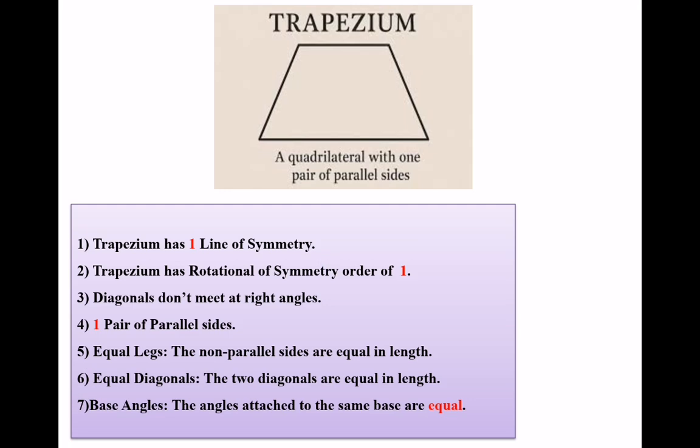What about the trapezium? It has one pair of parallel sides. And remember, this is called an isosceles trapezium. It has one line of symmetry, order of rotational symmetry 1, diagonals do not meet at right angles, and one pair of parallel sides. The non-parallel sides are equal in length because this is isosceles. Equal diagonals: the two diagonals are equal in length, but they do not meet at right angles. The angles attached to the same base, also the down part here, are equal.